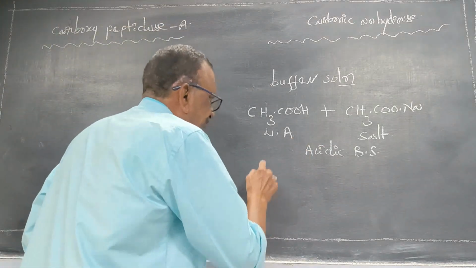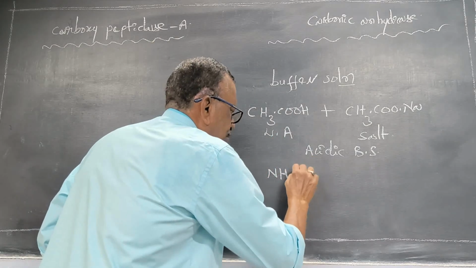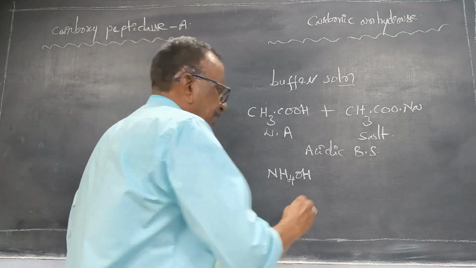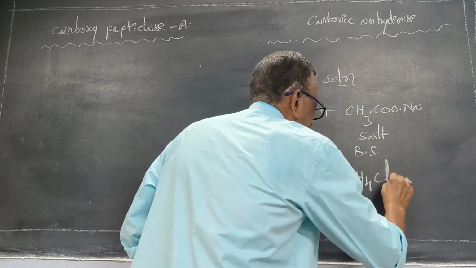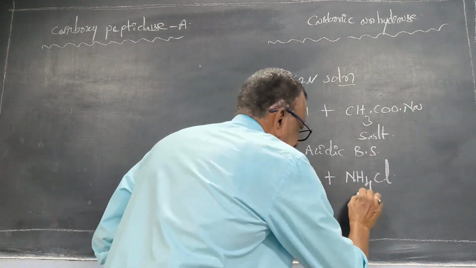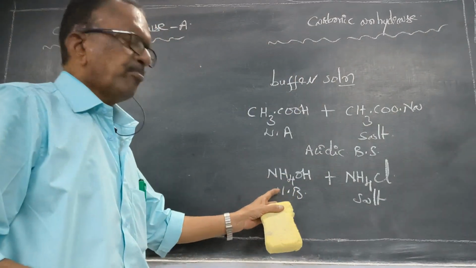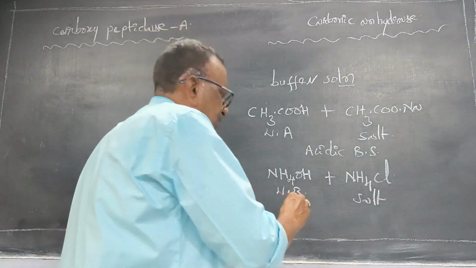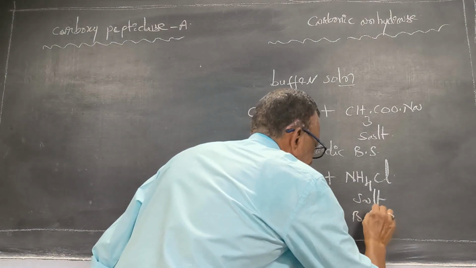What we need here is a weak base. Say for example I have taken here ammonium hydroxide plus its salt. I am taking ammonium chloride. So this is a weak base and this is a salt. So here I have used a base and its salt. So this is called basic buffer solution.